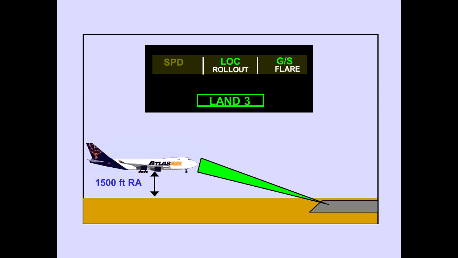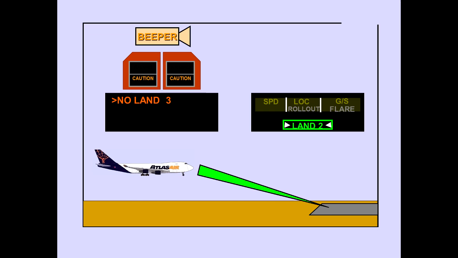Below 1,500 feet radio altitude, Land 3 is displayed if all 3 autopilots are functioning normally. The ICAS caution message, No Land 3, indicates that one of the 3 autopilot systems has failed. Land 2 is displayed on the PFD.